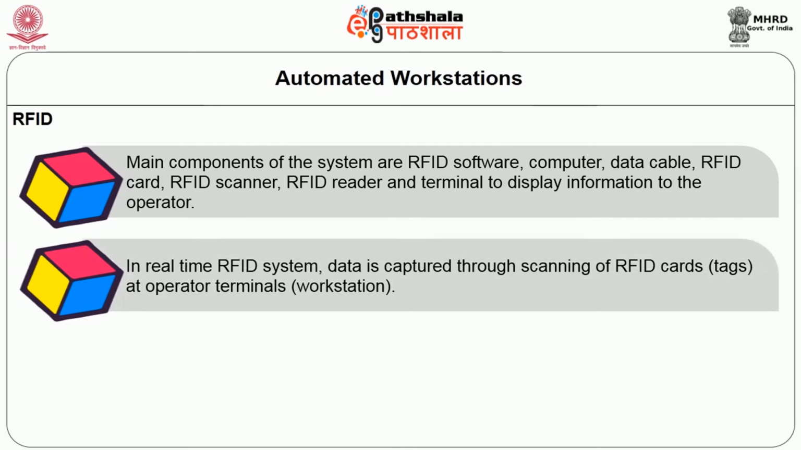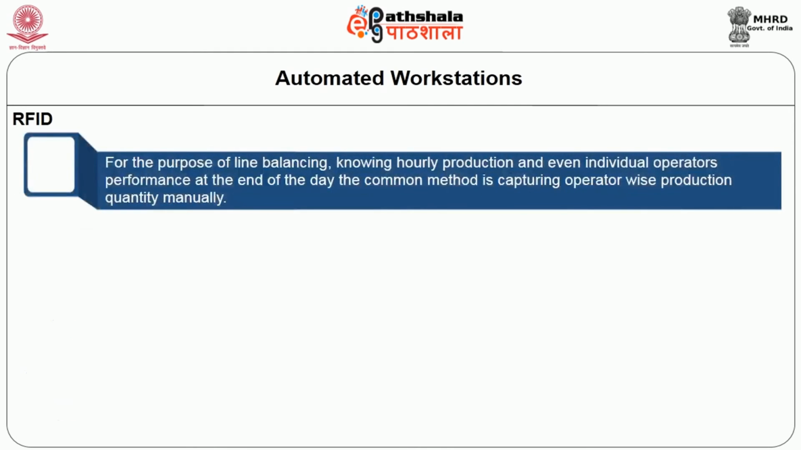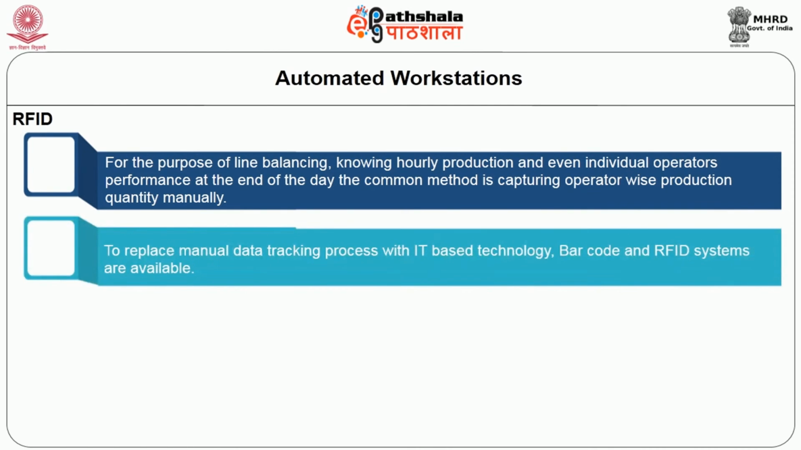In real-time RFID system, data is captured through scanning of RFID cards or tags at the operator terminal, which is otherwise also called as a workstation. To manage the production, shop floor production information is very essential. For the purpose of line balancing, knowing hourly production and even individual operators' performance at the end of the day, the common method is capturing operator-wise production quantity manually. To replace the manual data tracking process with IT-based technology, barcode and RFID systems are available, and RFID is much advanced.